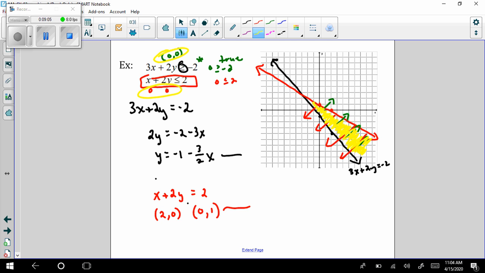When you are checking your test point and your solution set point, make sure you use the original inequalities that are given to you in the problem. Those haven't been manipulated by the problem solver at all, so you know those are still in the correct form.